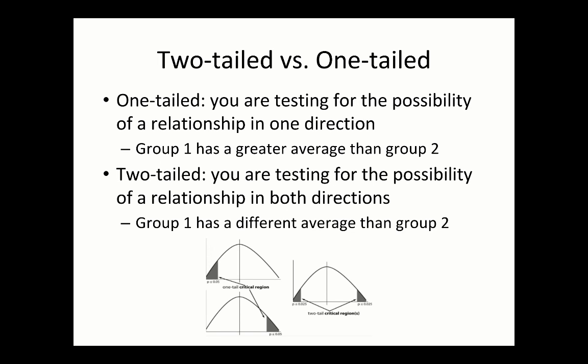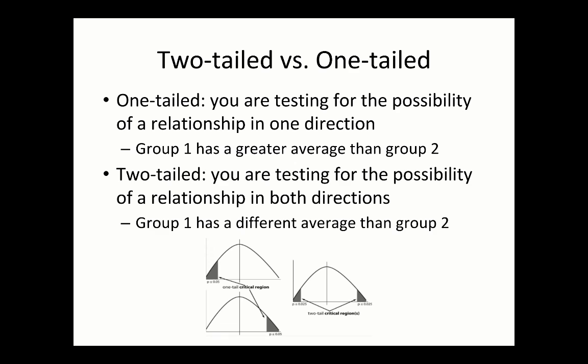When using a statistical test to compare the means between two groups, like we already stated, there is a one-tailed or two-tailed test. The difference between a one- and two-tailed test is based on the assumption of which way you think the differences between the two groups will occur. A one-tailed test looks for the possibility of a relationship in one direction, while two-tailed tests look for a possible relationship in both directions. For example, Group 1 has a greater average than Group 2 for a one-tailed test, versus Group 1 has a different value than Group 2 for a two-tailed test.